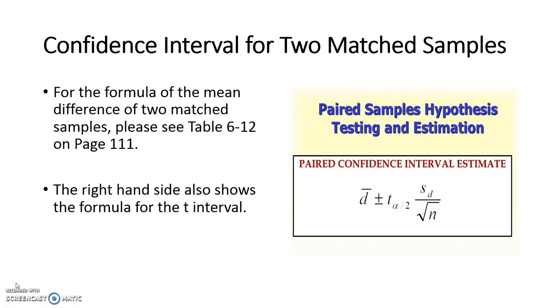The formula for the mean differences of 2 matched samples can be found on table 612 on page 111. Also on the right-hand side, you can see a formula. So you've got D bar, that's the sample mean difference, plus minus t alpha over 2, that's the percentile for the T distribution for the confidence level of alpha. And it's a 2-sided confidence interval. And SD is the sample standard deviation, and N is the sample size.